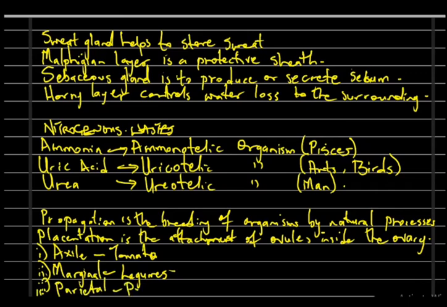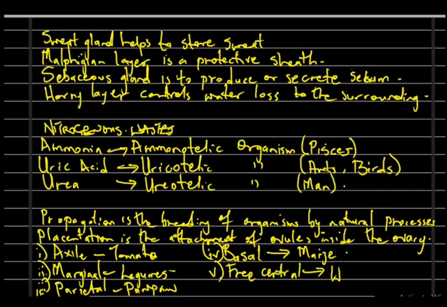We have parietal, for example, this one is found in pawpaw. The fourth one, we have the basal placentation. This one is found in maize, for example. We have the fifth one to be free central, like those that are found in watermelon. So those are different examples of placentation. And then we have the next one.